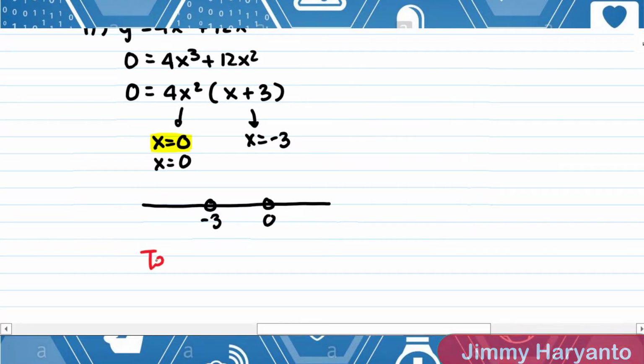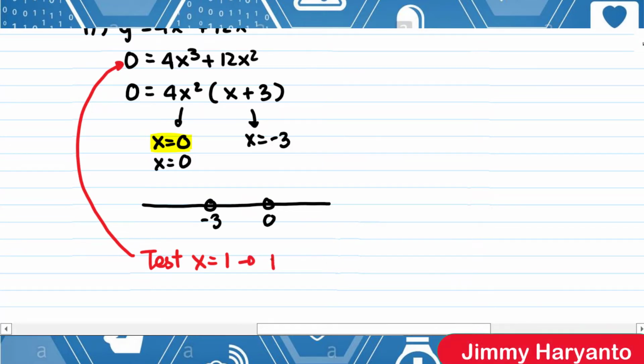And then test for value of x. We cannot test for x equals to 0 because 0 is already in the number line. That means we have to find another value of x. Substitute the 1 into the y-axis. So you will get 4 times 1 plus 12 times 1 equals to 16. And 16 means positive, right? And that means 1 is positive.